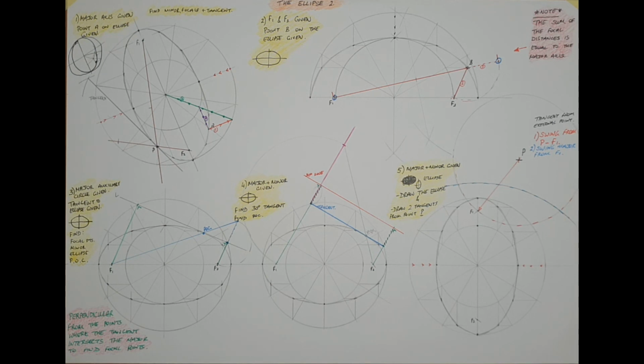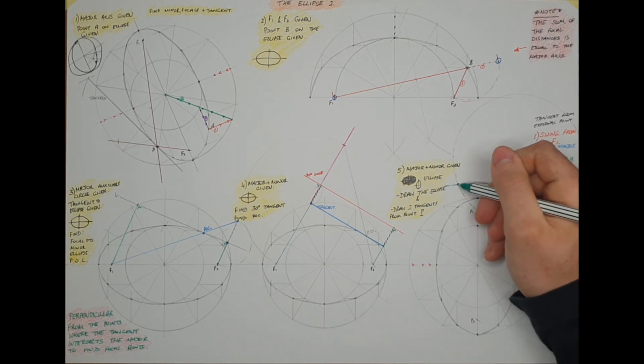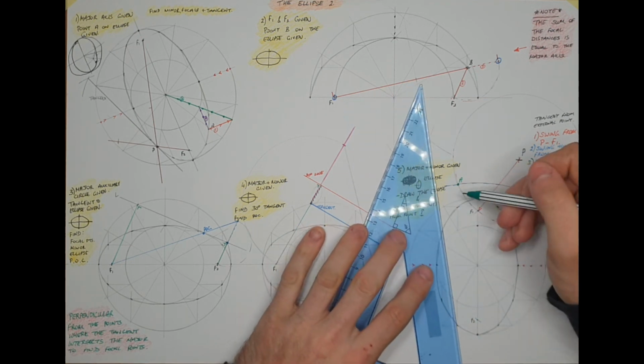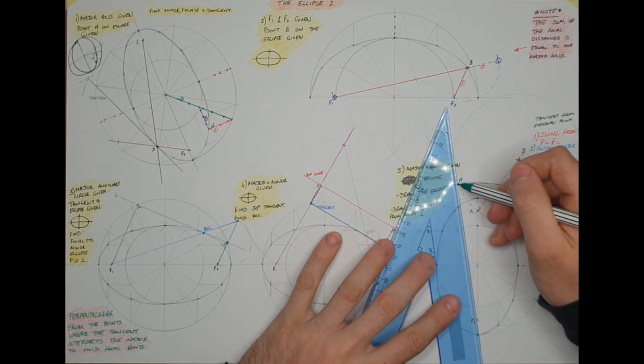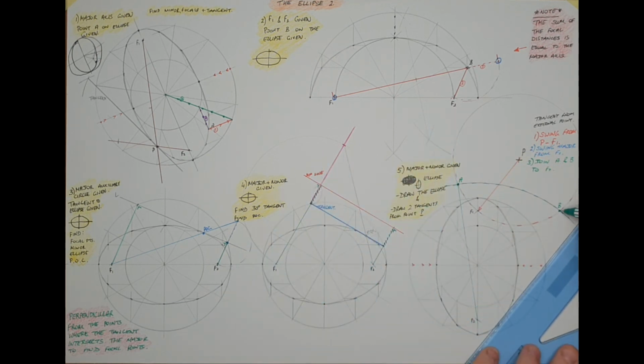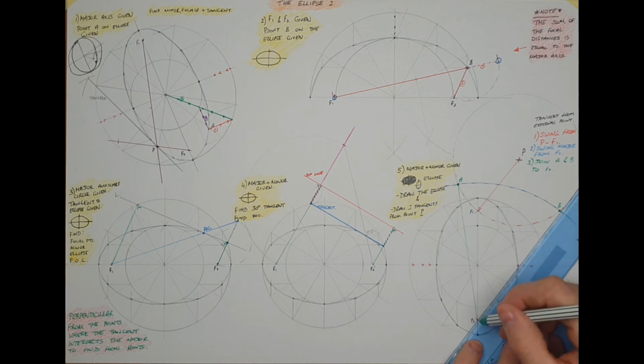And then point 3. Join A and B to F2. We'll see where A and B are in a second. A and B are where the curves cross. We're going to join them back to the second focal point. A, back, and B, back.